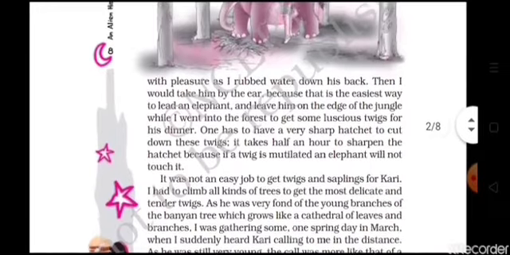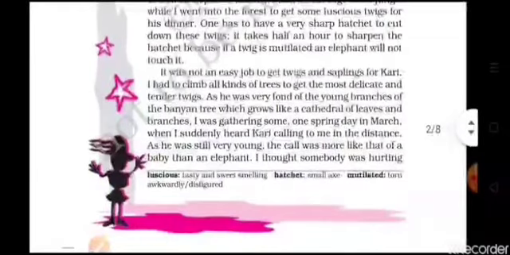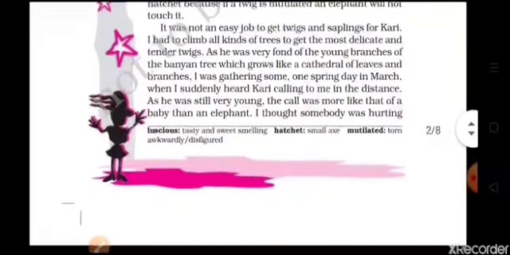Now, let's move to the third paragraph. It was not an easy job to get twigs and saplings for Kari. I had to climb all kinds of trees to get the most delicate and tender twigs.